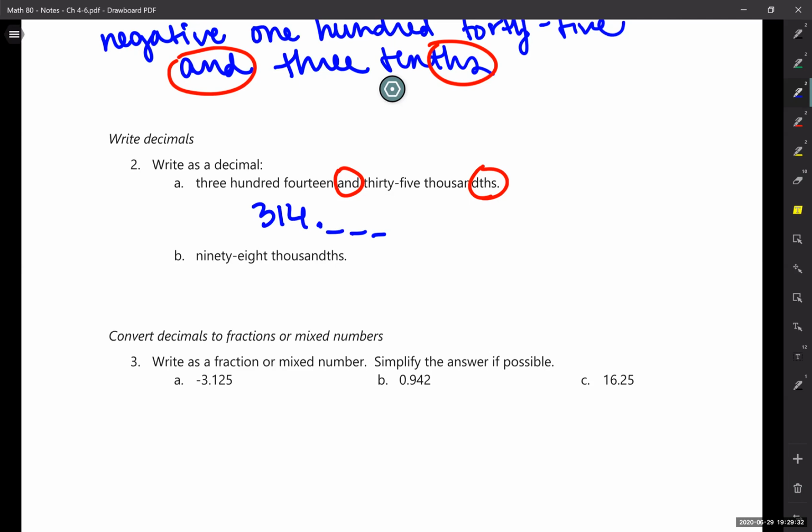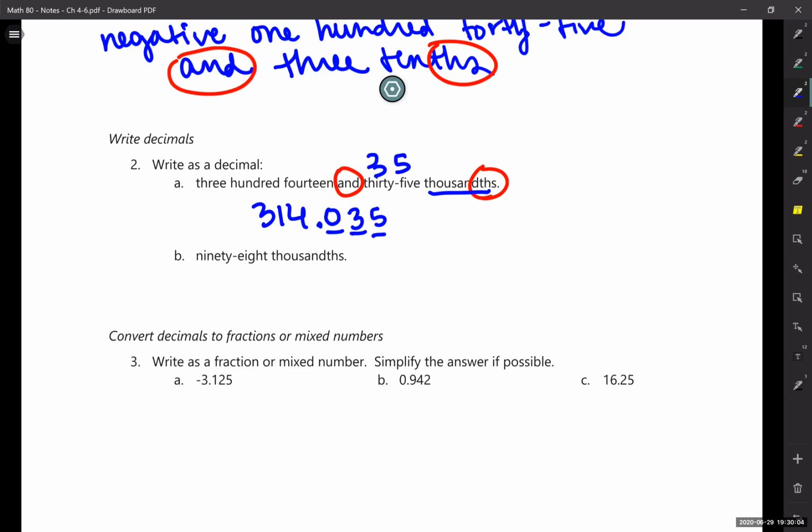However, 35 is only a 2-digit number. So 35 has to end in that third spot. And what I'm going to do is I'm going to fill in a 0 in any extra empty spots that are left over. What you have to remember is that that number has to end at that last word that they give you. And then any extra spaces, just fill in with a 0.